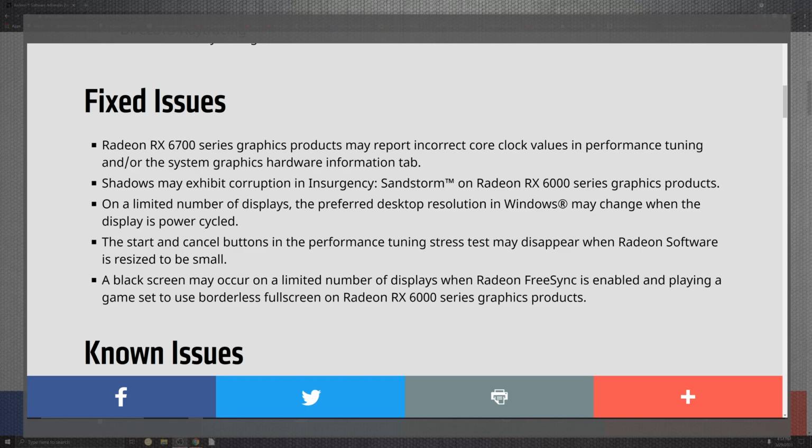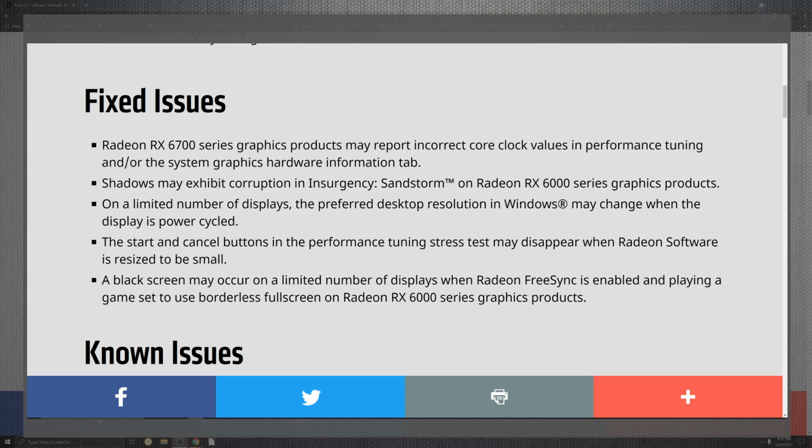Now the limited number of displays preferred in the desktop resolution in Windows may change in the display in the power cycle, which is kind of a bummer, because honestly, I've noticed that when you do switch it to the AMD preferred platform over the high performance, there is a difference actually, but it may crash your system in doing so. It's really weird, but a reset works right as rain.